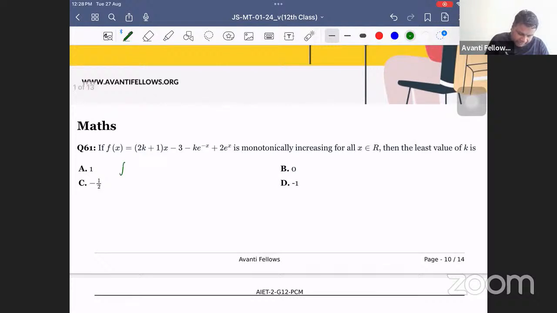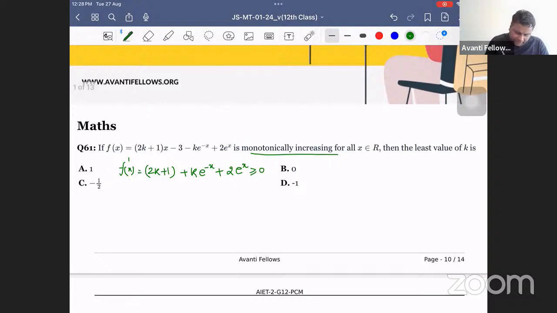First of all, find the derivative. f'(x) is what? It is 2k plus 1 plus k e to the power minus x plus 2 e to the power x. Am I clear? Got it? Let's multiply this equation. And what do you want? It's monotonically increasing, meaning this should be greater than 0 or at times equal to 0.